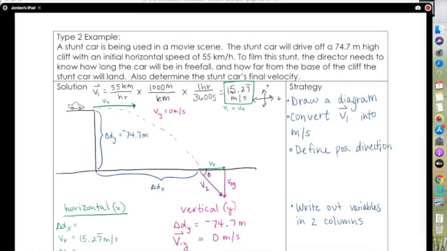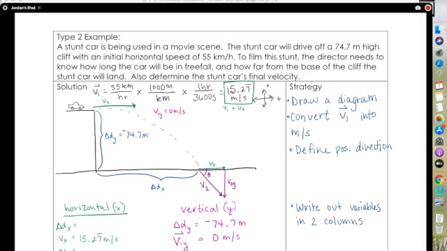A stunt car is being used in a movie scene. The stunt car will drive off a 74.7 meter high cliff with an initial horizontal speed of 55 kilometers per hour. To film this stunt, the director needs to know how long the car will be in free fall and how far from the base of the cliff the stunt car will land. Also determine the stunt car's final velocity.